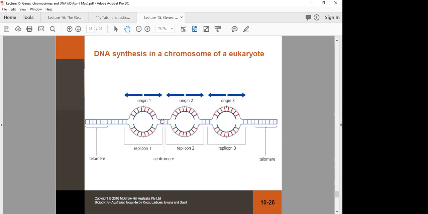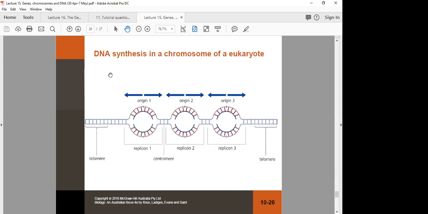And there's a central region, or roughly a central region of each chromosome, that's called the centromere. And we'll come back to the centromere probably in second semester when we've all forgotten everything from first semester. This is a region of the chromosome that's important in the cell division process.